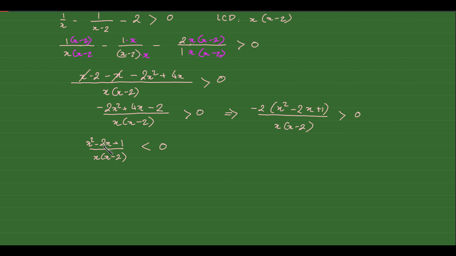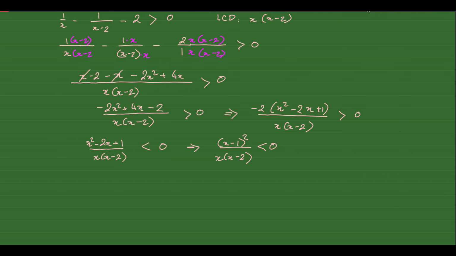Now, our job is to factor this as much as possible. It's easy. This is x minus 1 squared, right? Over x minus 2. And now you see that everything is already in factored form.